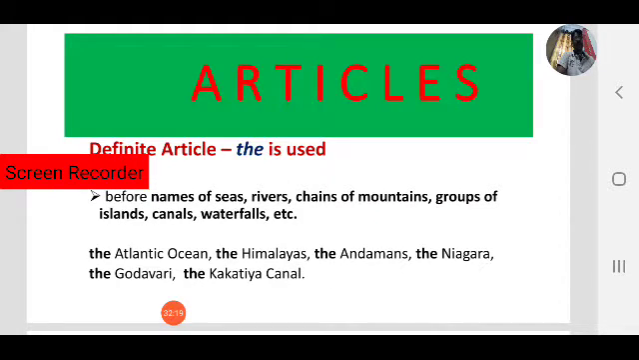Before names of seas, rivers, chains of mountains, groups of islands, canals, waterfalls, we use the definite article the. Don't forget this rule. The Krishna, the Godavari, the Yamuna, the Sarayu.